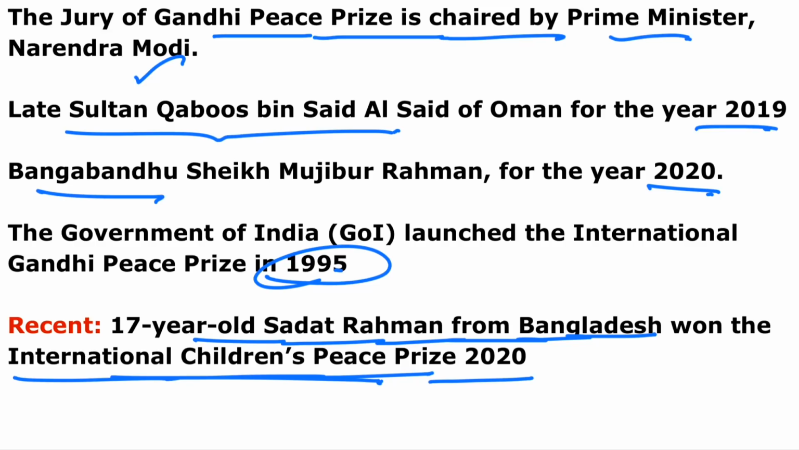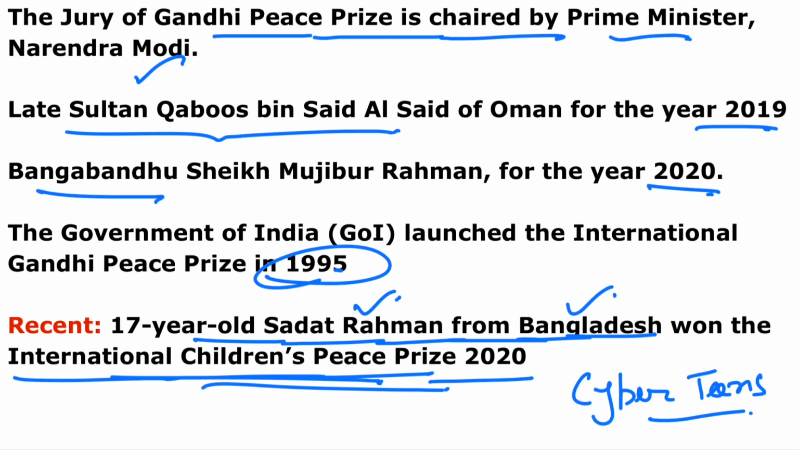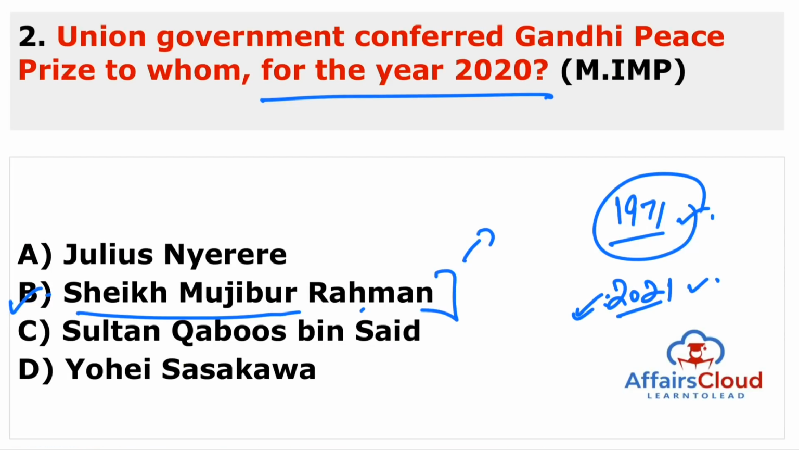Because of his involvement in setting up a social organization and creating a mobile application known as Cyber Teens to end cyberbullying. So that's why he won this award. Remember the name Sadat Rahman from Bangladesh, who won the International Children's Peace Prize. So guys, this information is very important. For 2020 it was won by Sheikh Mujibur Rahman.